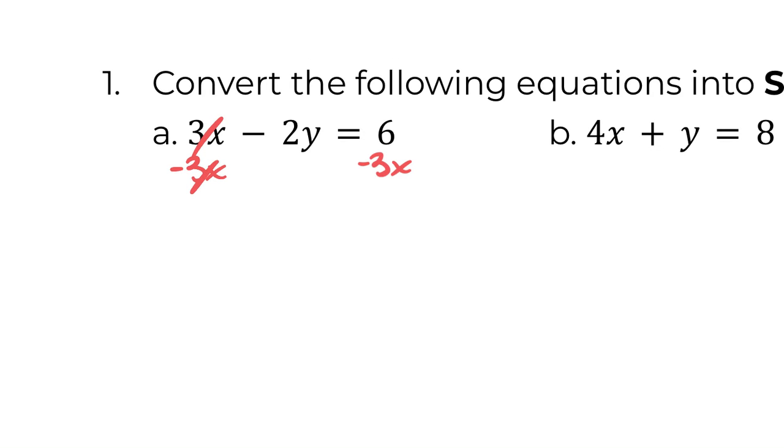So this will cancel out here. Now when you rewrite, make sure you bring down this negative sign in front of your 2y, so it's going to be negative 2y equals negative 3x, because remember we're going to put that x value first, negative 3x plus 6. And it's going to be a plus 6 here because the 6 up here in the equation is positive.